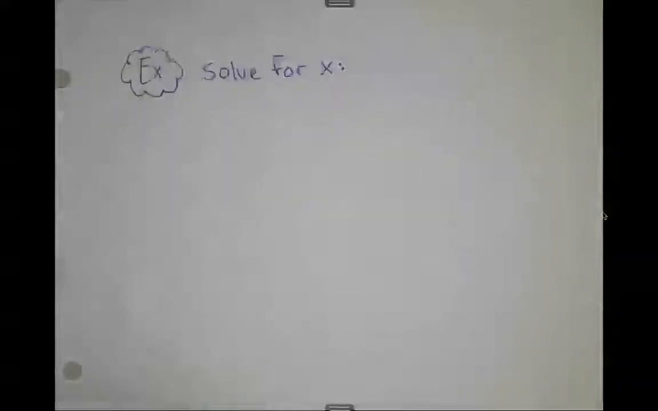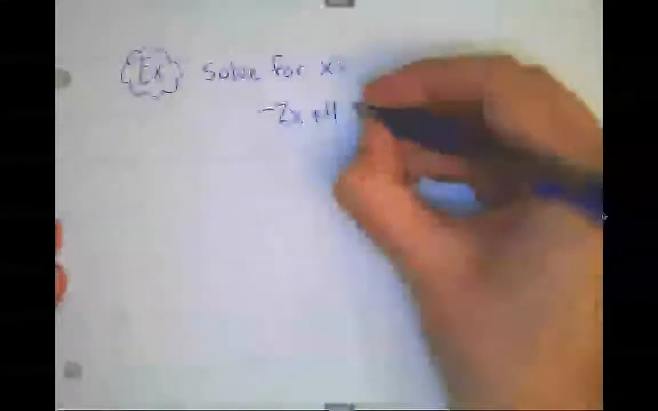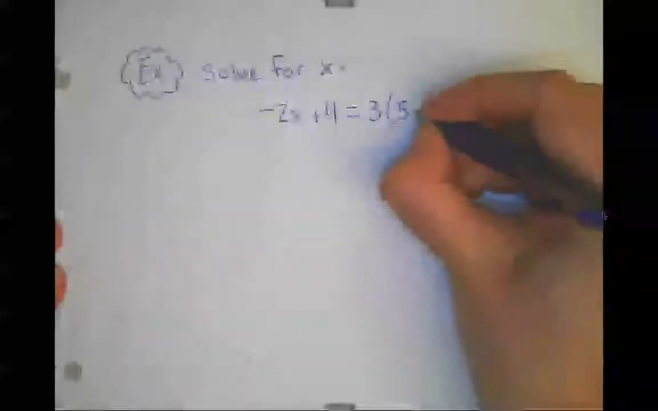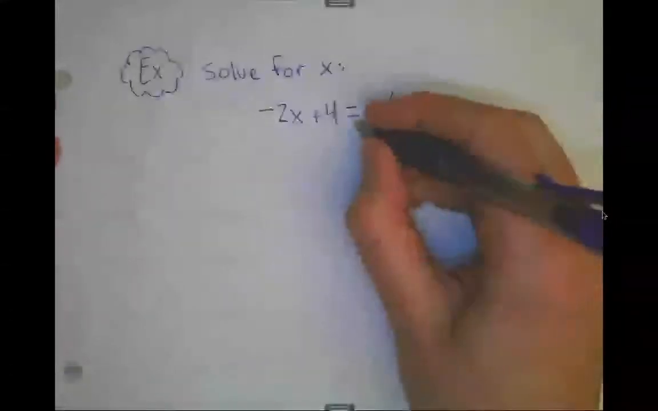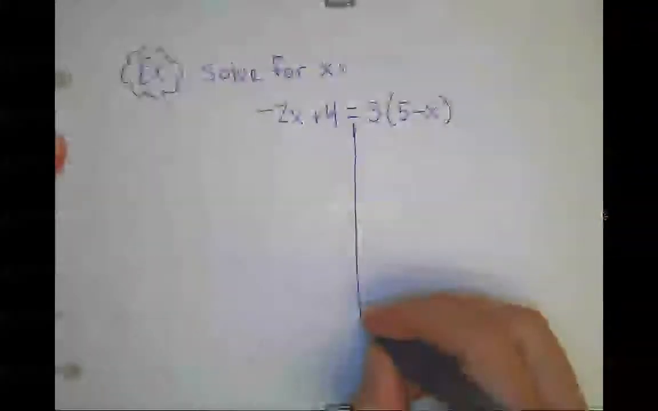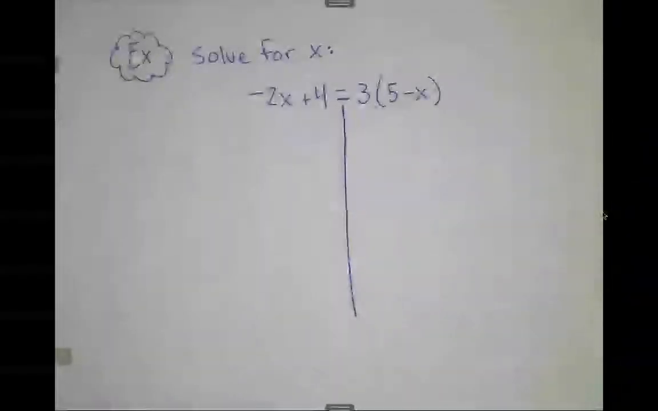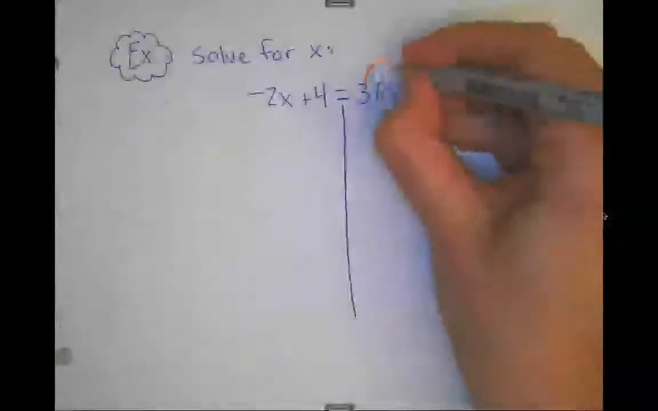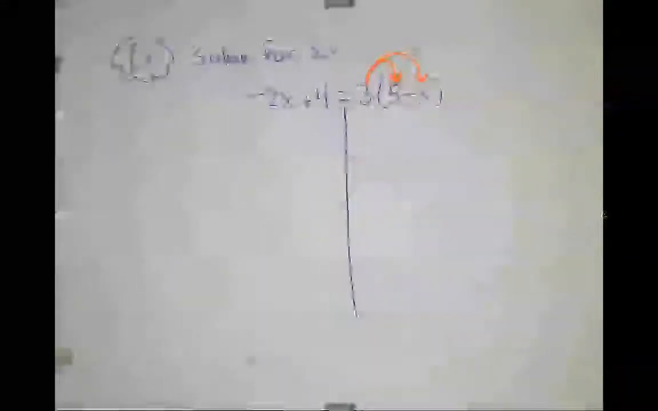So this time we're going to have negative 2x plus 4 equals 3 parenthesis 5 minus x. Solve for x. Again, line down the middle of the equal sign. I want to get an answer down at the bottom for x. So I'm going to start by identifying the fact that, oh, there's a parenthesis, there's the 3 that's being multiplied. Let's use the distributive property. Let's get rid of that parenthesis right from the start. Get it out of our way.